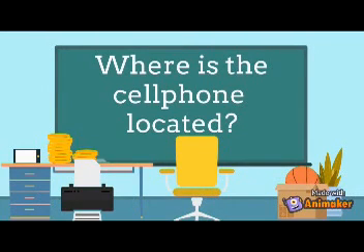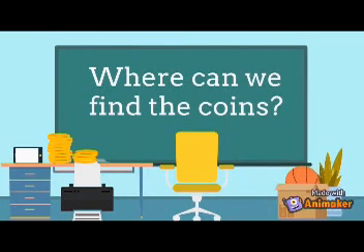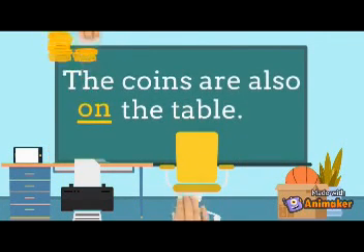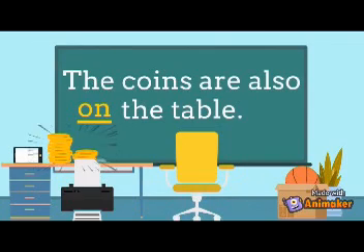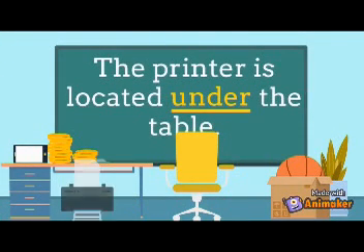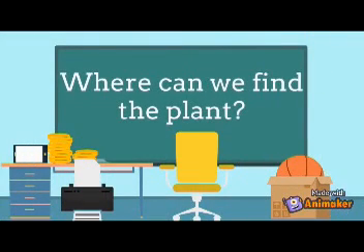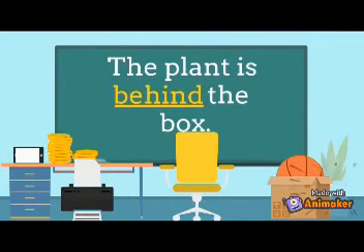Where is the cell phone located? The cell phone is on the table. Where can we find the coins? The coins are also on the table. Where can you find the printer? The printer is located under the table. Where can we find the plant? The plant is behind the box.